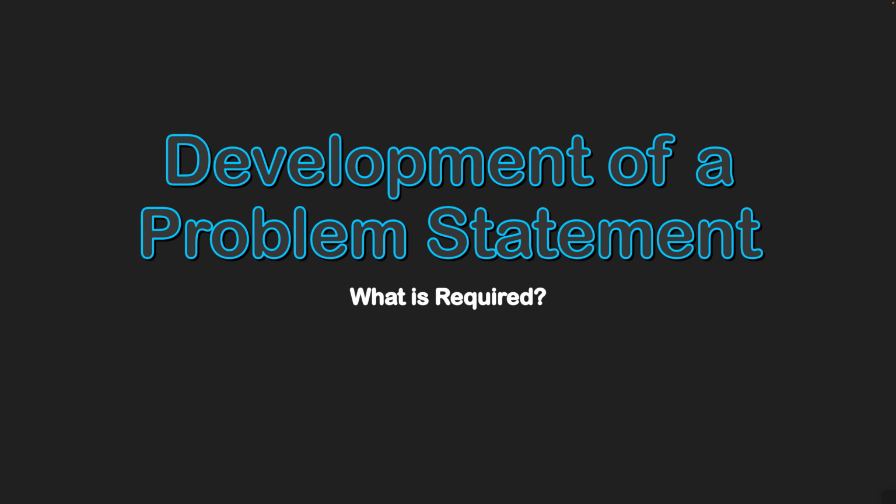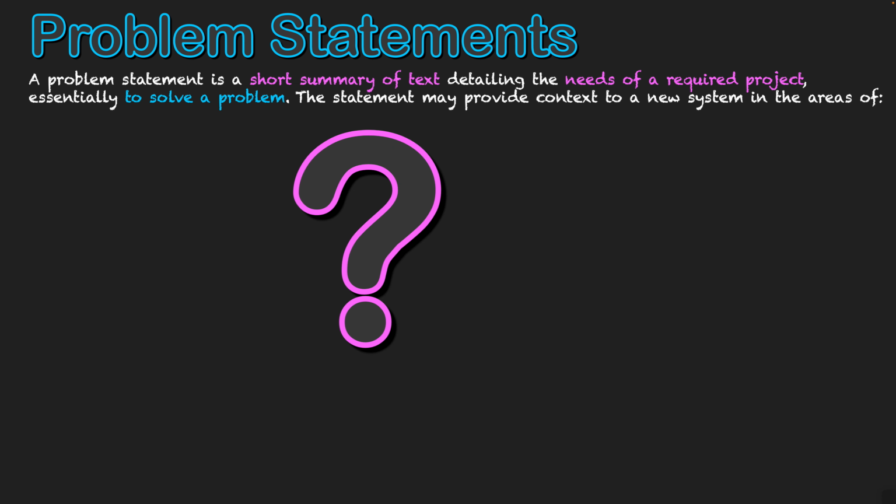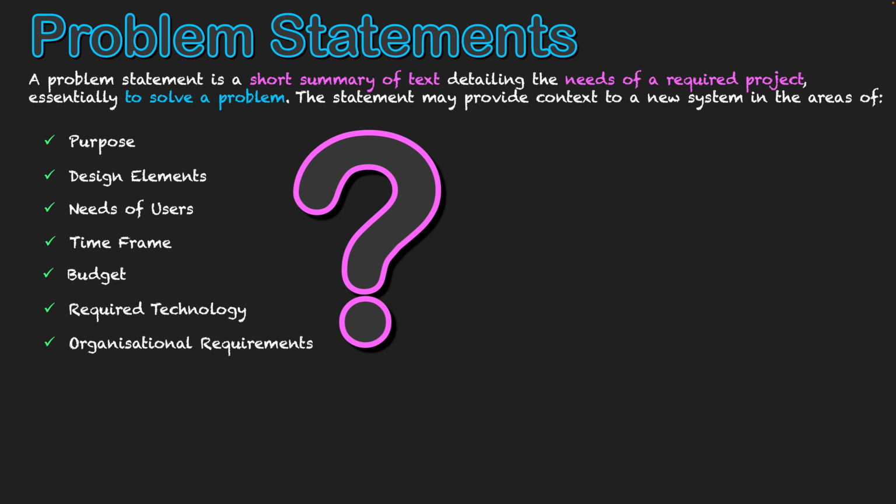Development of a problem statement. What is required? Now, a problem statement is a short summary of text detailing the needs of a required project, essentially to solve a problem. The statement may provide context to a new system in the areas of purpose, design elements, needs of users, time frame, budget, required technology, or organizational requirements.